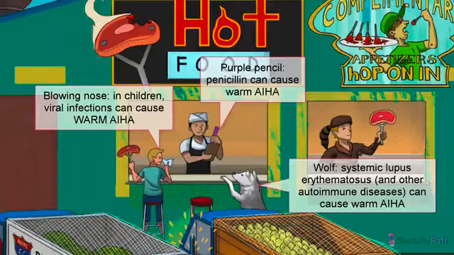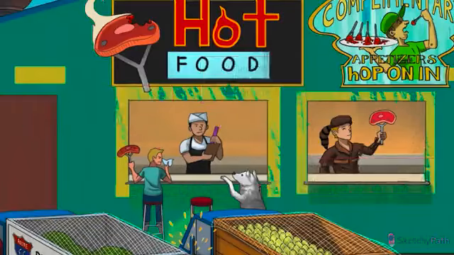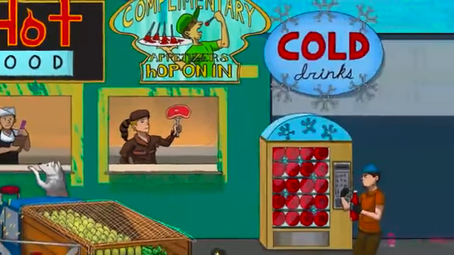A laundry list of medications are also associated with warm AIHA. Penicillin, cephalosporins, and the NSAID diclofenac are common culprits. Because of how different these drugs are, it's likely that antibody binding is triggered through a number of different mechanisms, including drug integration into the antigen and direct alteration of surface antigens by the specific medication.